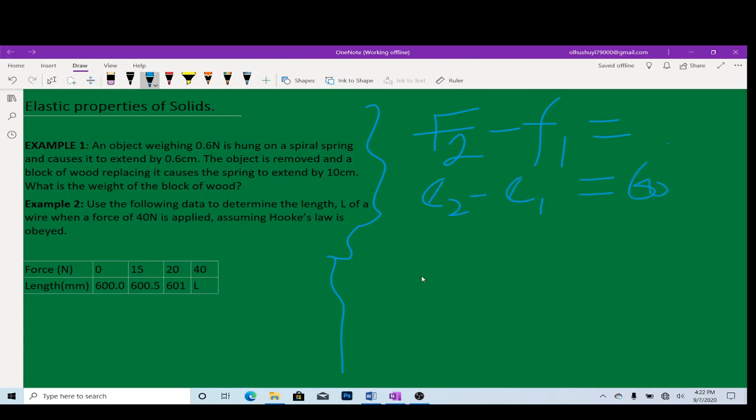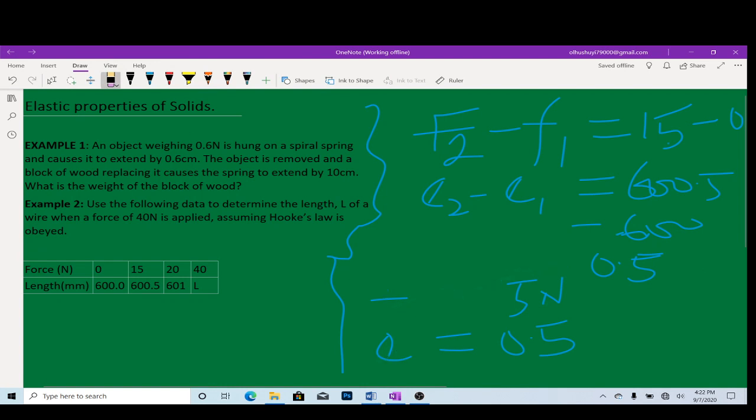So that is 600.5 minus 600, and that should be equal to 0.5. The first one is 15 minus 0, and that is 15. That means I have my force equal to 15 newtons, and my extension equal to 0.5 millimeters.